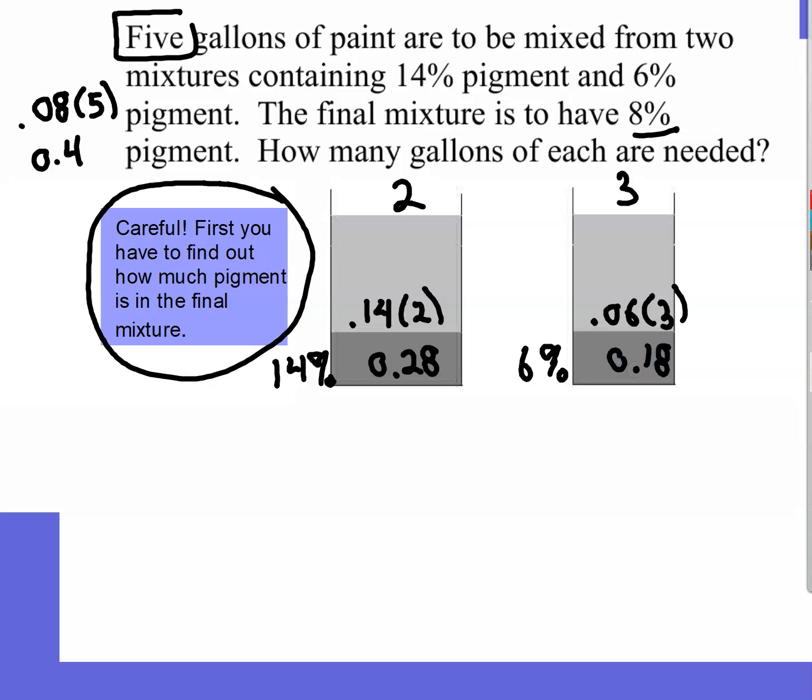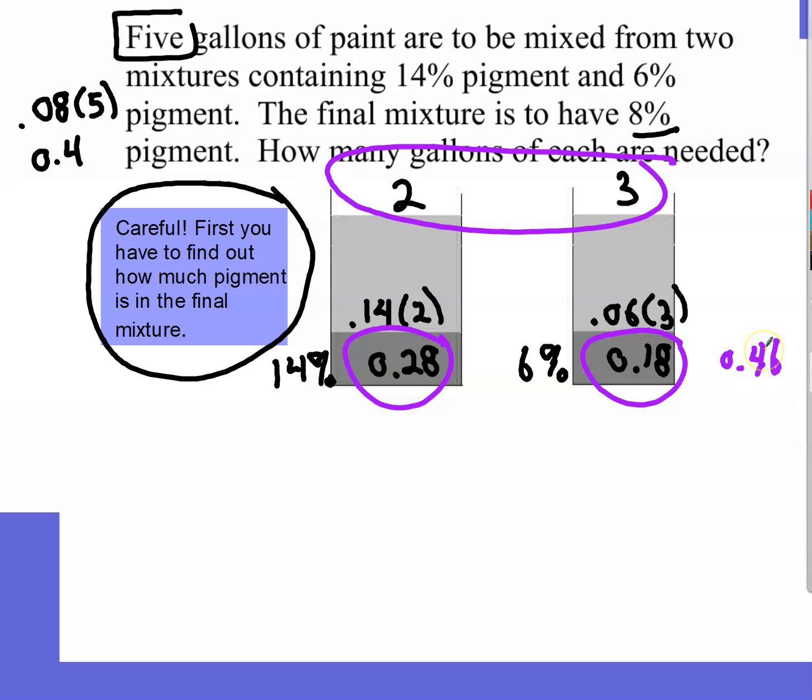So I know that my total right here is 5, but what's my total amount of pigment, and is it 0.4? So if I add 0.28 and 0.18, do I get 0.4? Nope, I get 0.46. So I don't have the right amount of pigment. Okay? And there's no shame in saying, look, let's just guess again. I like to change colors with my guesses. Let's guess, how about 2.5 here and 2.5 there. Okay, that still adds up to 5.